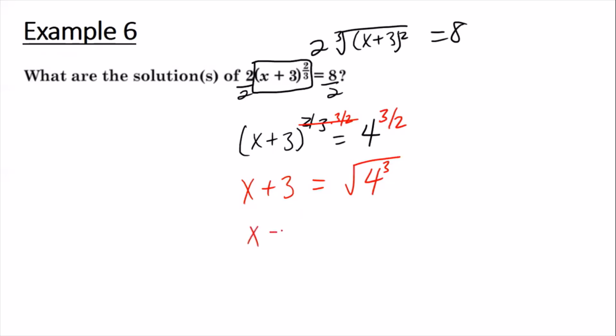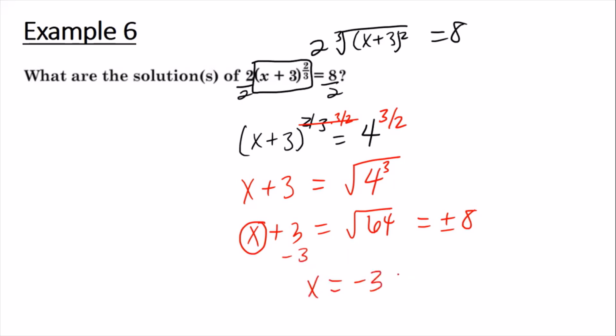What is 4 to the 3rd? 64. What is the square root of 64? Plus or minus 8, because when you take the square root of something, it produces a positive and a negative. What's the last thing I need to do to get x by itself? Subtract 3. So x equals -3 plus or minus 8.